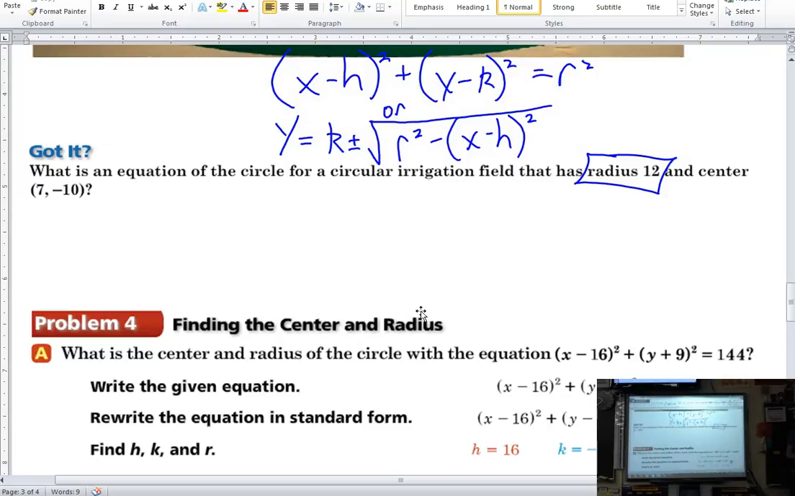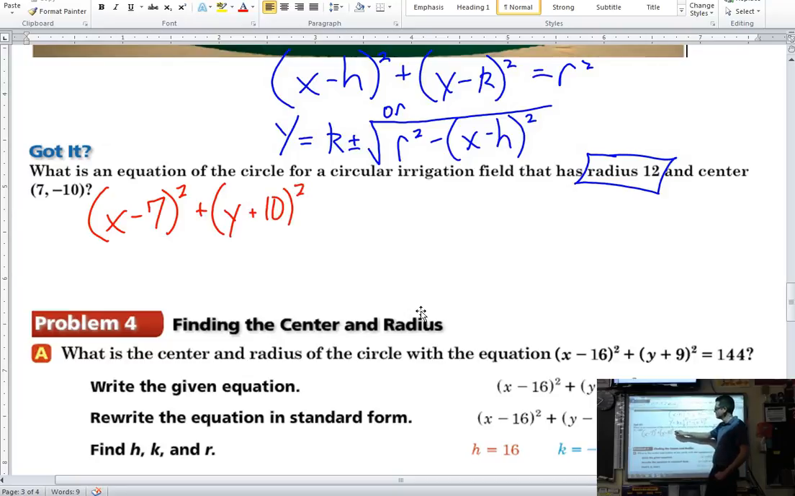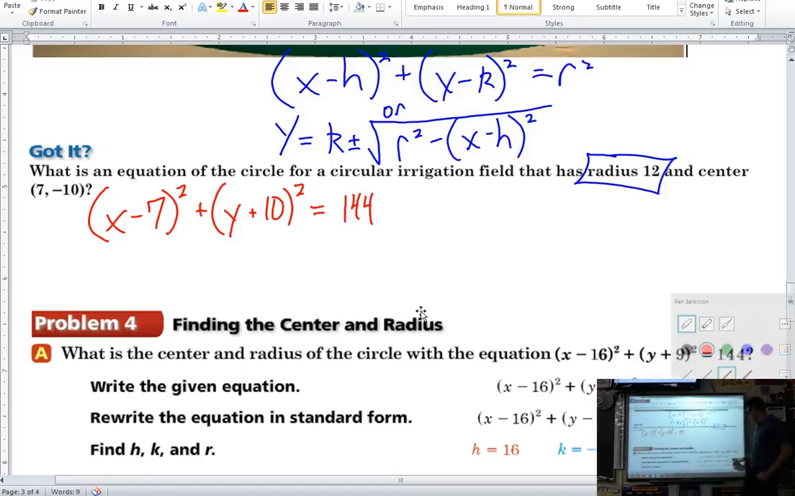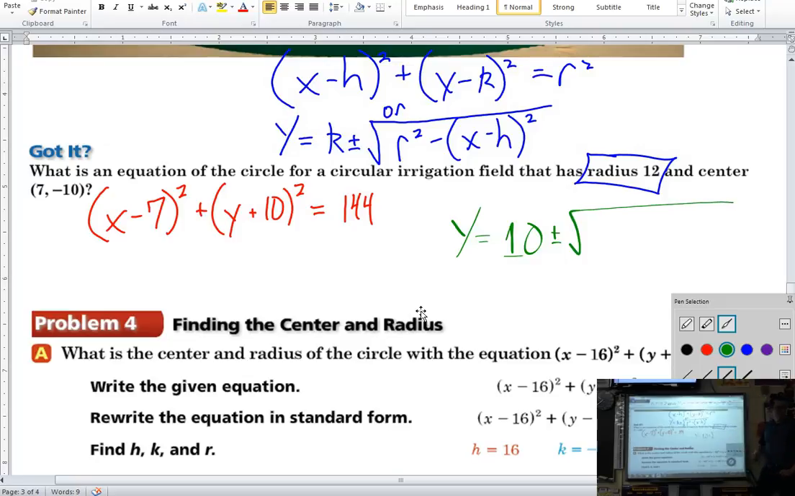Do you have the standard equation that we would use here? (x minus 7) squared plus (y plus 10) squared equals 144. That's what I got. And our other equation would be our y equals. Y equals negative 10 plus or minus the square root of 144 minus (x minus 7) squared.